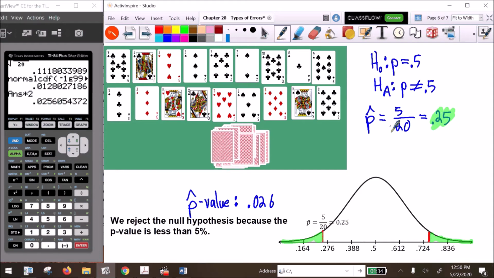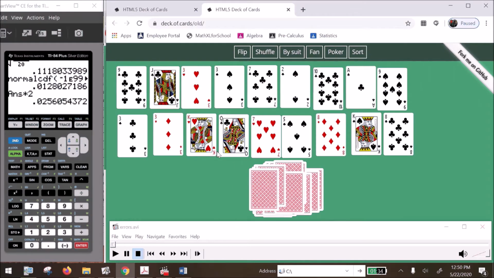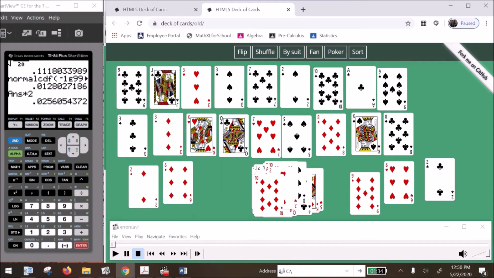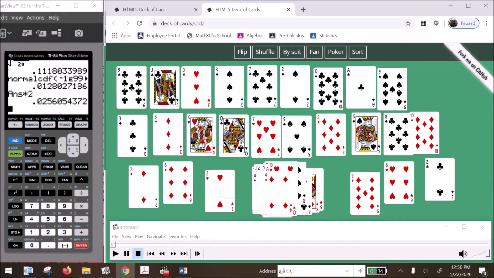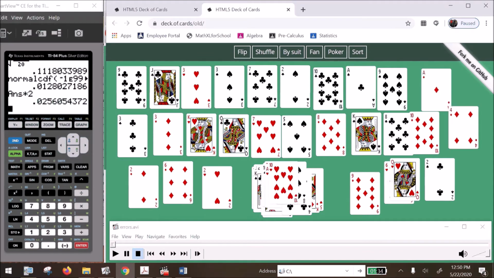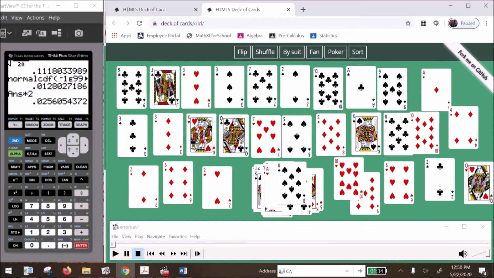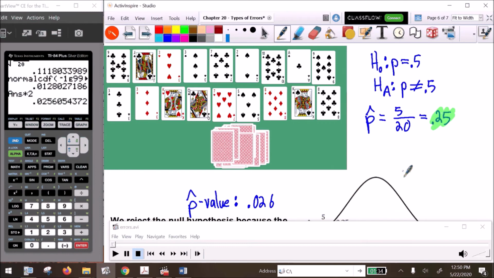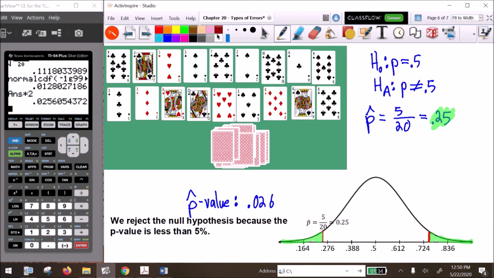Well, there's a problem. Sometimes we accidentally reject a true null hypothesis, and it turns out that that's what happened in this case. If you look at our deck of cards here, if I flip them over, if we were to actually count these out, there was a lot more red ones still to be found. It turns out this was a completely fair deck of cards with an equal number of red and black. So we actually ended up at the wrong conclusion by accident. And what that's called is an error. It's called a type 1 error in this case.